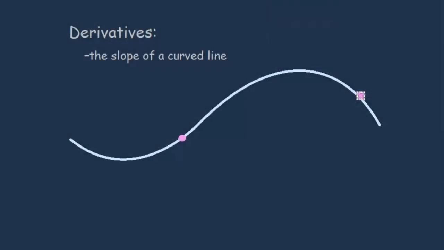Unfortunately, this technique cannot be used on the graph of a curved line. This is because at each point, the slope is going to be different. So instead, we must find the slope of a tangent line at each point, which are drawn in pink, in order to find the derivative at each x value. I'll explain this a little further.